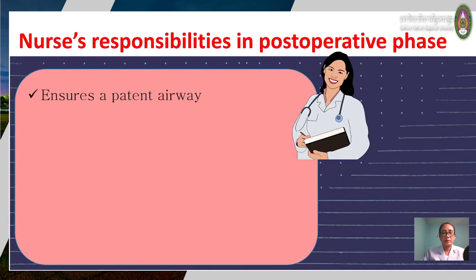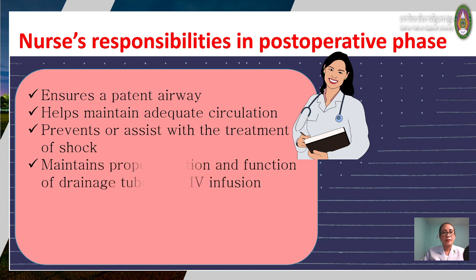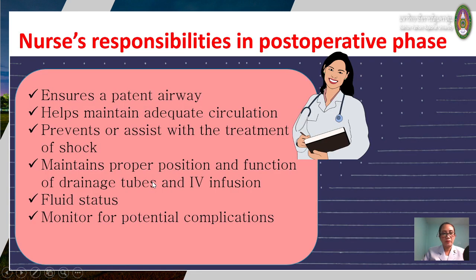So what are our responsibilities as a nurse in the post-operative phase? So we have to ensure a patent airway. Okay. What else? Maintain adequate circulation to avoid complications, prevent or assist with the treatment of shock if there is any, and maintain proper position and function of drainage tubes if there are any tubes attached, and intravenous infusion. We also have to monitor the fluid status of the patient and potential complications of the surgery afterwards.